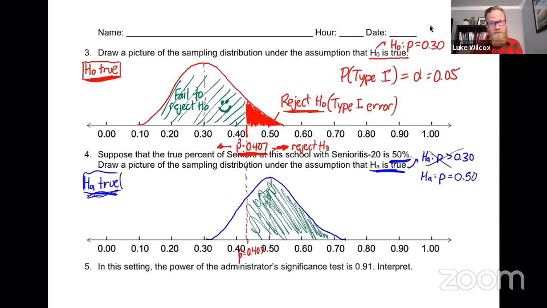The bad decision or the error here would be if we failed to reject the null, and that's going to the left. So now this area going to the left here, this is where we're making the mistake of failing to reject the null. So failed to reject the null is now on the left there. Here is where we reject the null. One of those is a good decision. One of those is a bad decision or an error.